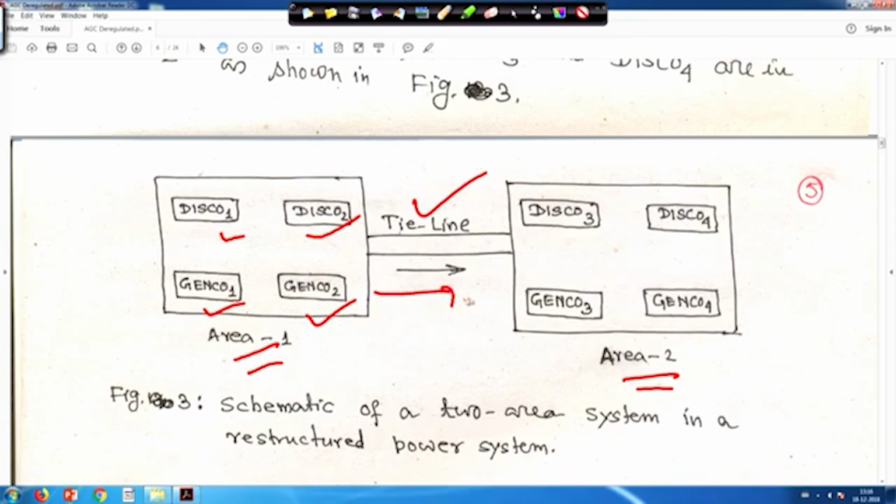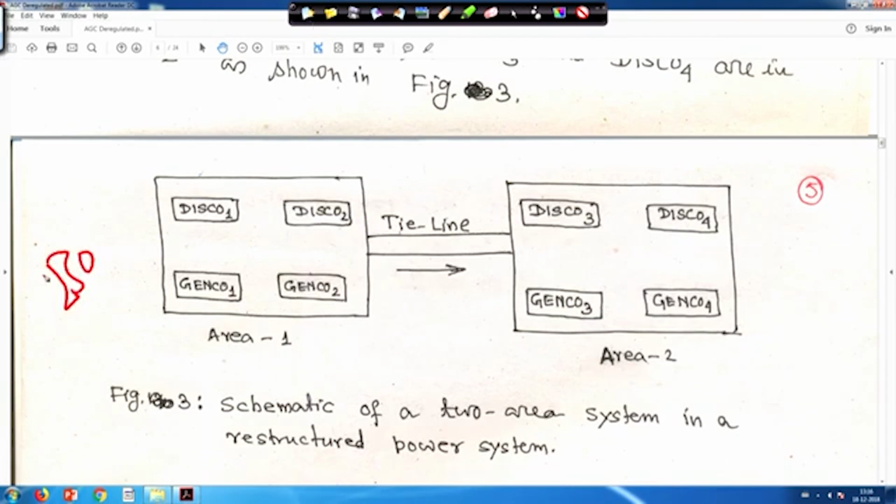Say power is flowing from area 1 to area 2. This power is delta P tie 1-2. In area 2, two GENCOs are there, GENCO 3 and GENCO 4, and two DISCOs, DISCO 3 and DISCO 4, the distribution companies 3 and 4. And there is also an independent system operator, which we call ISO, where all the bidding will be done.